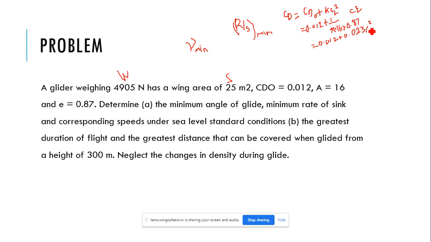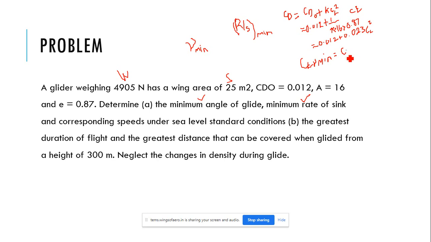The condition to find the value for CL is, we know, minimum angle of glide will occur at minimum drag condition, and minimum rate of sink will occur at minimum power condition. Okay, so CL at gamma minimum, CL for gamma minimum. Both things we need to find: for minimum angle of glide, and also for minimum rate of sink. First we will find for minimum angle of glide.